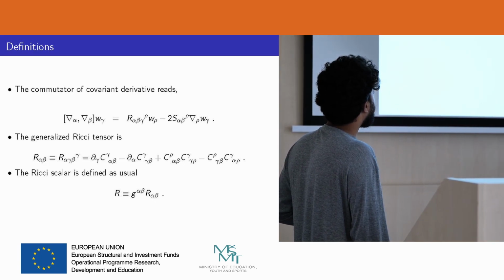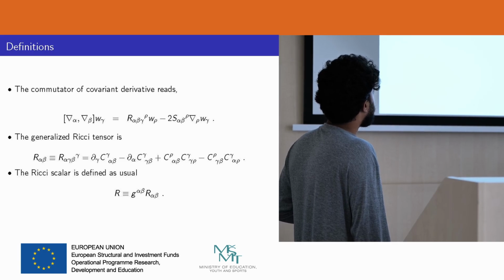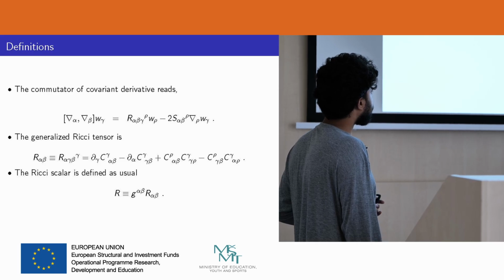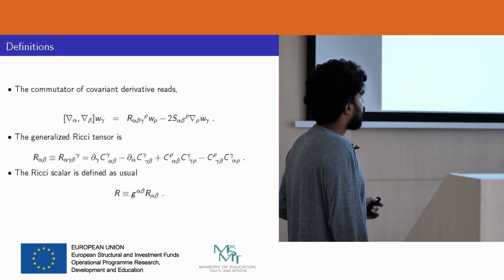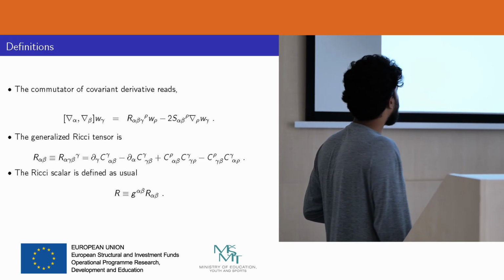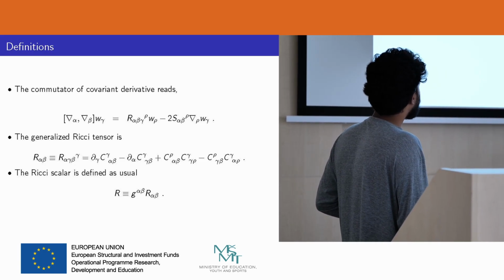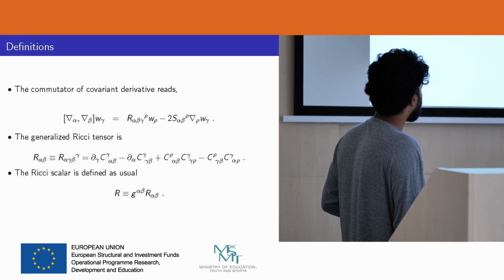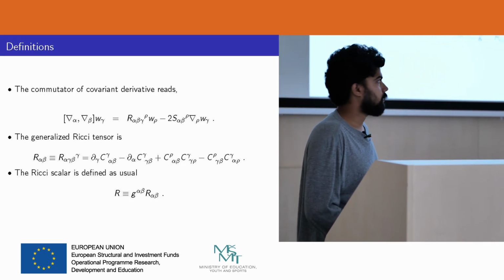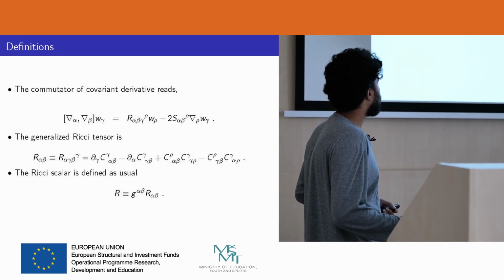And we can also write some generalized Ricci tensor if we contract the middle index with the fourth one. So we can write this expression with respect to the generic connection, and the Ricci scalar can be defined as usual if we contract the metric with the Ricci tensor.